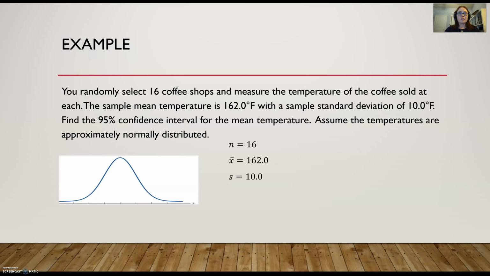And find the 95% confidence interval for the sample mean. Assume that the temperatures are approximately normally distributed. So because they told me that it's normally distributed, I can use this nice normal curve right here. And I'm going to go ahead and call that confidence level c and put it into a decimal form.